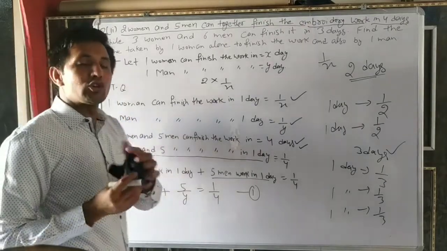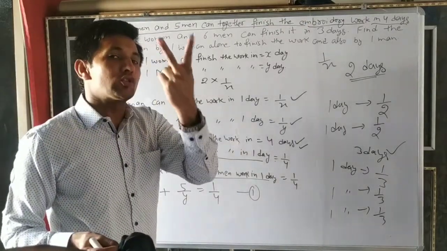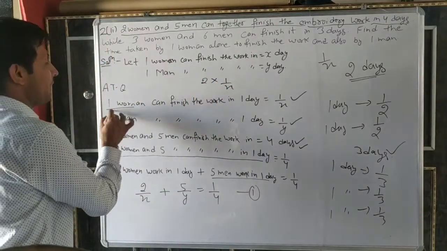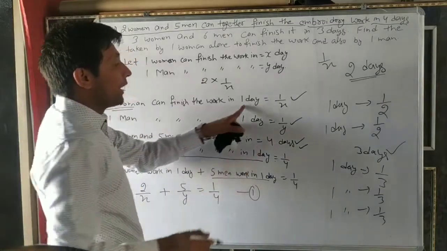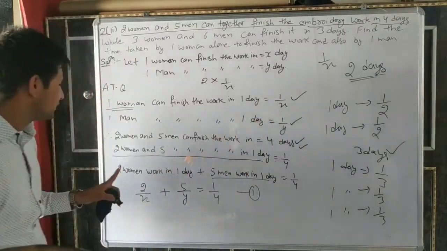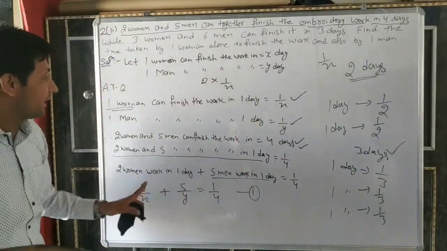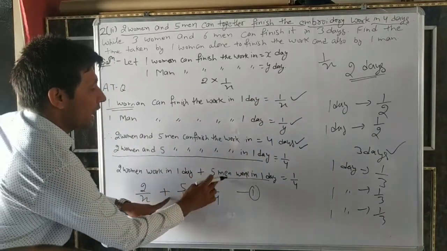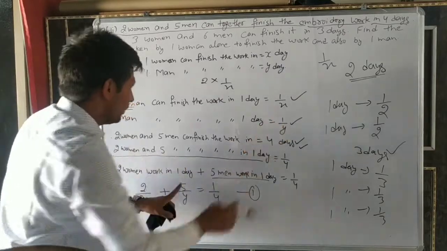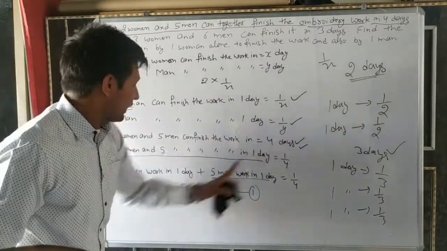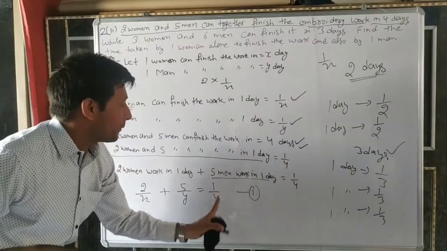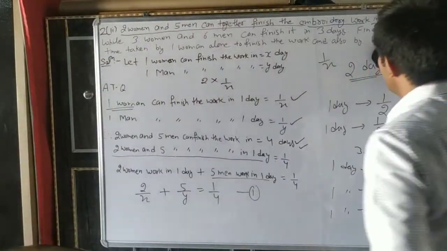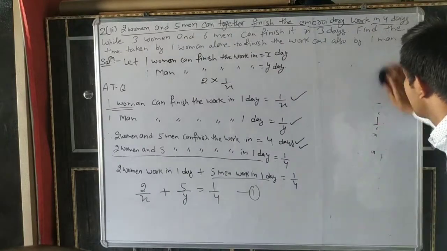Understand or not? Because cost of 1 pen 5 rupees, cost of 2 pens 2 into 5. Same as it is, one woman can finish a work in one day 1 upon x. Same as it is, 2 women work in one day 2 into 1 by x, 2 by x, plus 5 men, how many will do? 5 into 1 upon y, 5 by y, equal to 1 upon 4. It is your equation number 1.